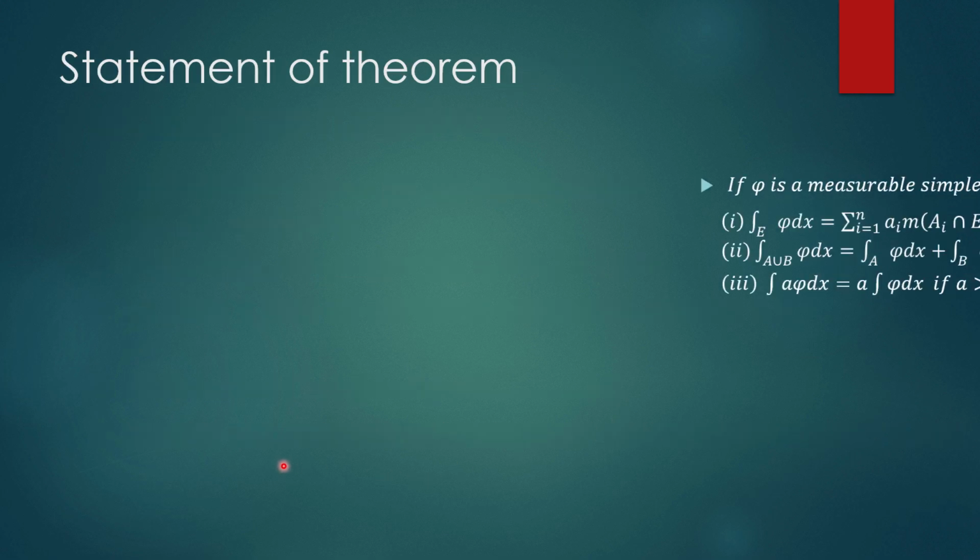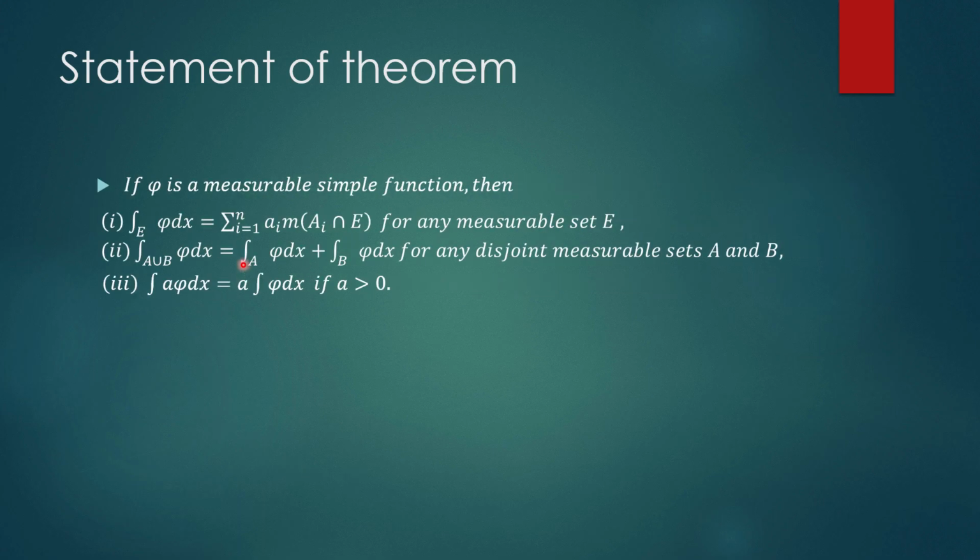Okay. Statement of the theorem. Let phi be a measurable simple function, then the integral of phi dx is equal to the summation, i running from 1 to n, of ai times m ai intersection e, for any measurable set e. Alright. So the integral over a union b of phi dx is equal to the integral over a plus the integral over b, for any disjoint measurable sets a and b. And the integral over a of alpha times phi dx is equal to alpha times the integral of phi dx if alpha is a positive number. So these are simple results we are going to prove.